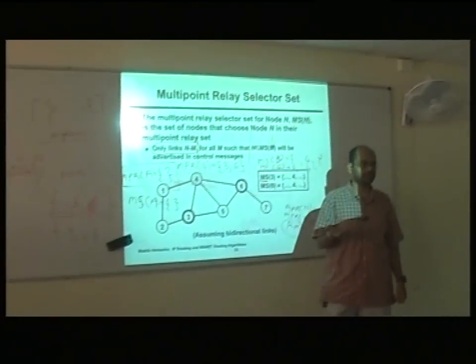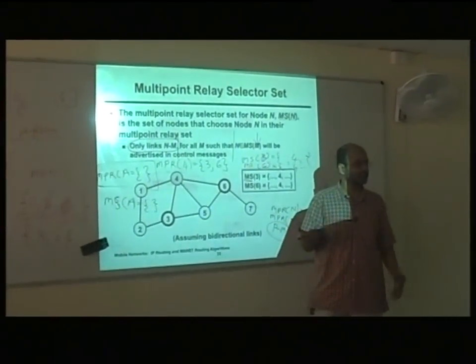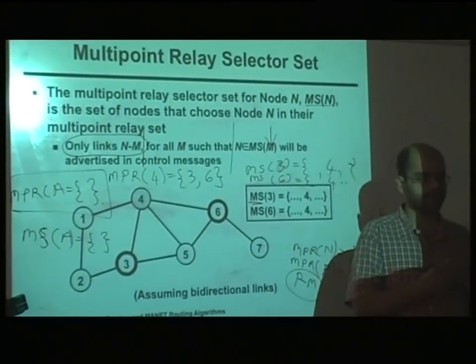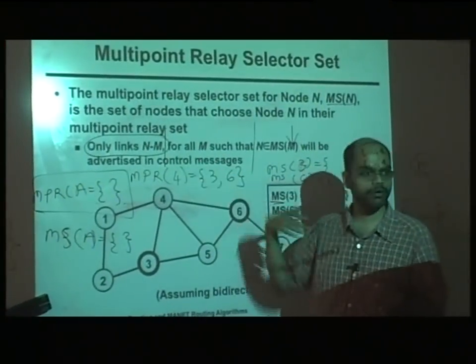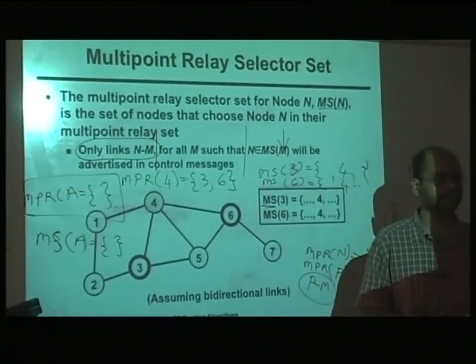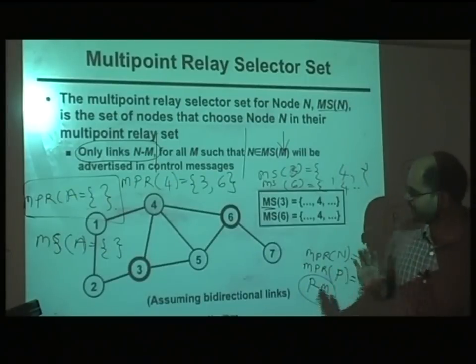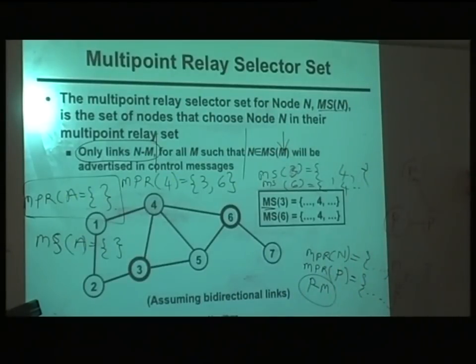Now the question is whether to advertise this in the control message or not. They are connected for sure. That's what you're saying. They will be connected. But whether to talk about this or hide this information, that is the question. So this is a network, right? At least N and M are connected.